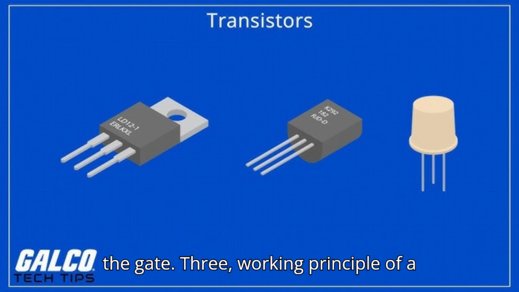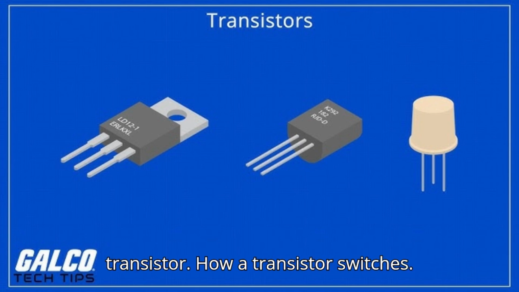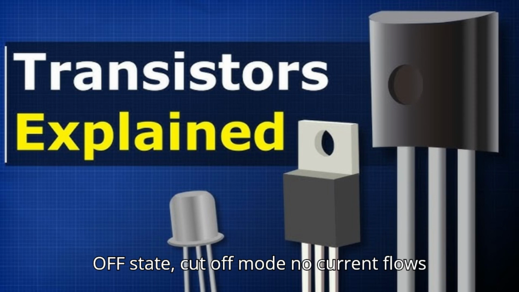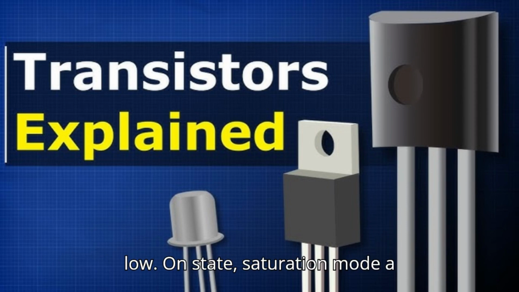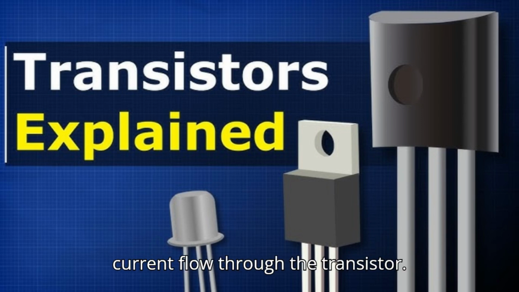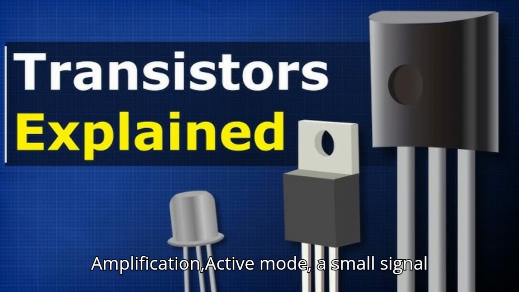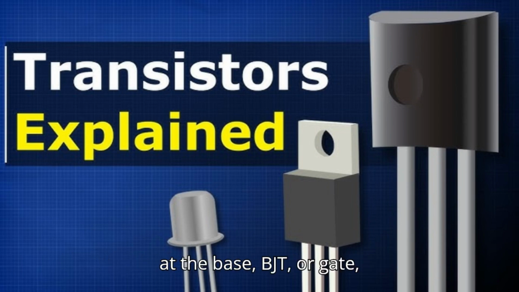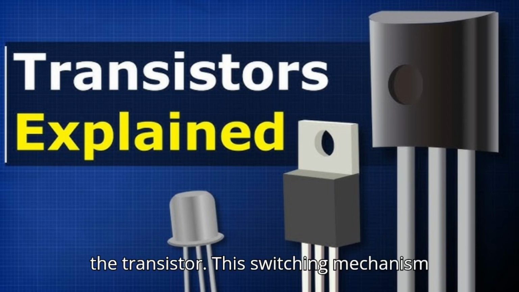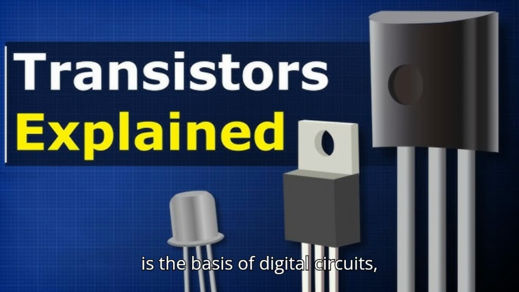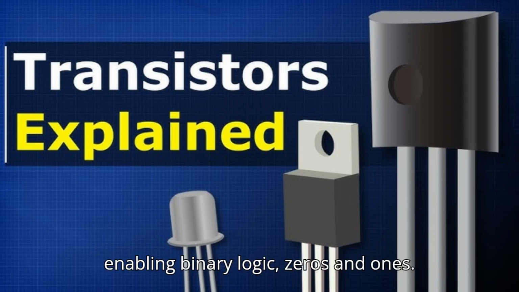3. Working principle of a transistor. How a transistor switches. OFF state, cutoff mode: no current flows because the controlling voltage is too low. ON state, saturation mode: a sufficient input signal allows full current flow through the transistor. Amplification, active mode: a small signal at the base, BJT, or gate, FET, modulates a larger current through the transistor. This switching mechanism is the basis of digital circuits, enabling binary logic, zeros and ones.